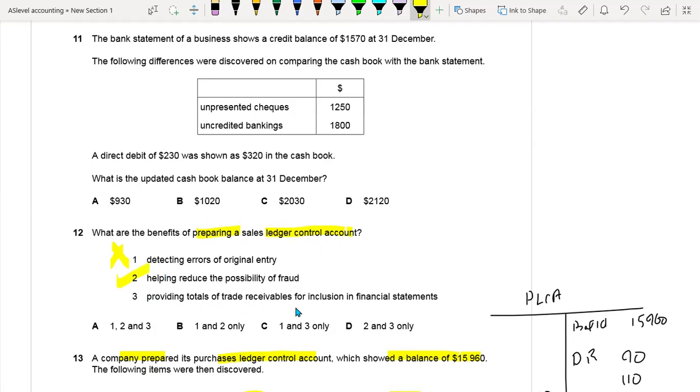Option three, providing totals of trade receivables for inclusion in the financial statements. Yes, because we had been making the sellers' individual accounts, but at the end we need the total of the trade receivables. That's why we will be using the sales ledger control account, just to find out the trade receivables. So it means that options 2 and 3 are the right options. So D.